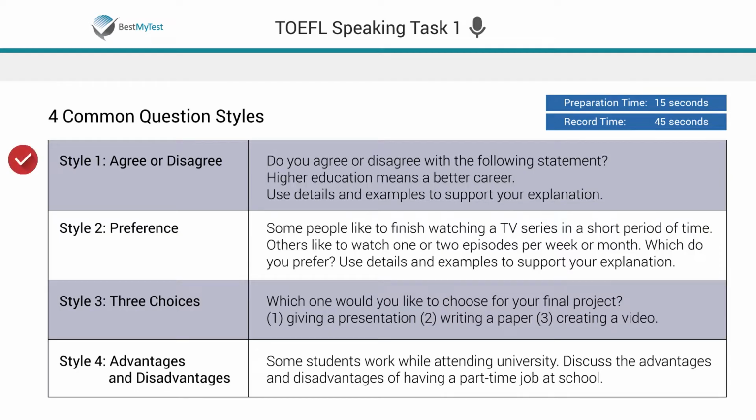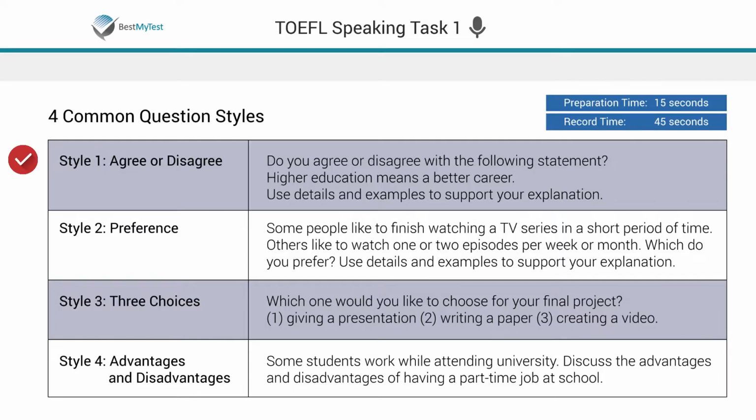All right, the first style is agree or disagree. In this question, you're going to read a statement, and then you're going to have to give your opinion whether you agree or disagree with it. For example, you might read something like this. Do you agree or disagree with the following statement? Higher education means a better career. Use details and examples to support your explanation.